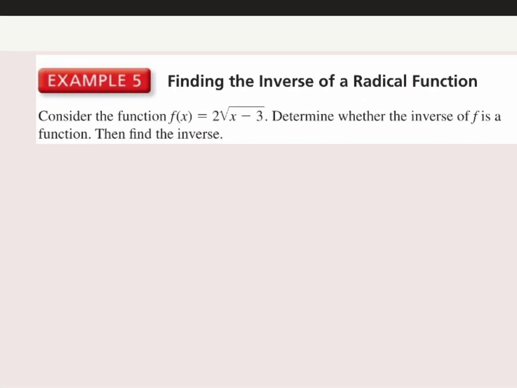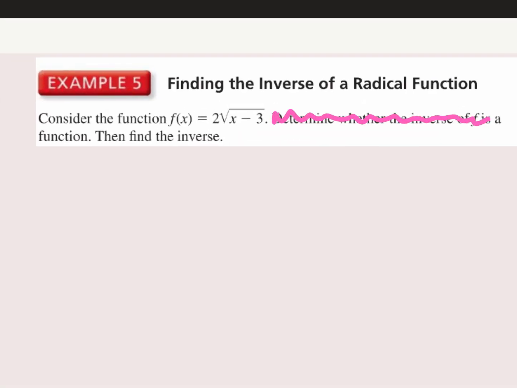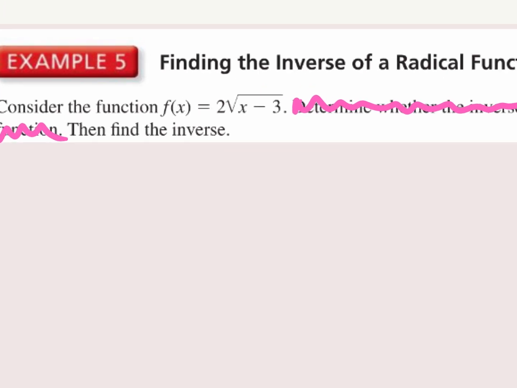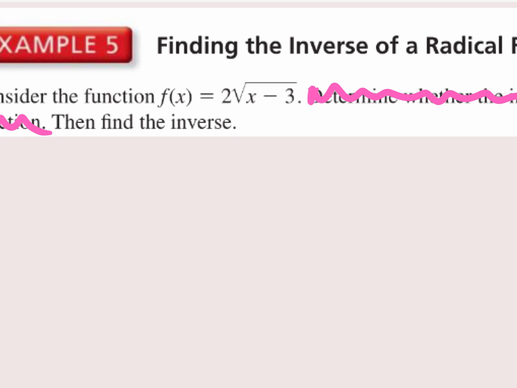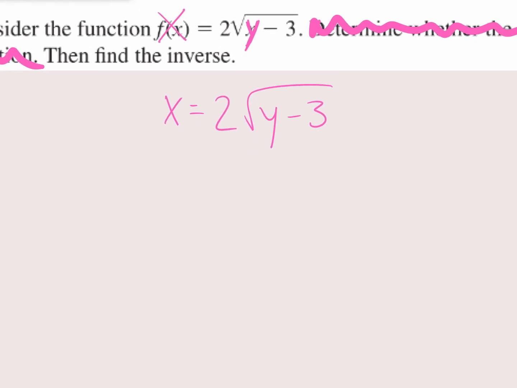All right, example 5. So again, we don't have to determine whether the inverse is a function. We're just finding the inverse. What would I do first? Switch the x and y. So I'm going to make f of x, x, and make the x, y. So x is equal to 2 square root y minus 3. Now we're solving for y, so we need to get that y all by itself, so I have to undo everything first. What would I have to do first here?